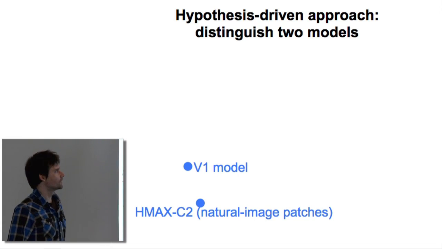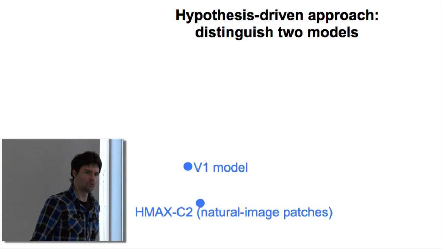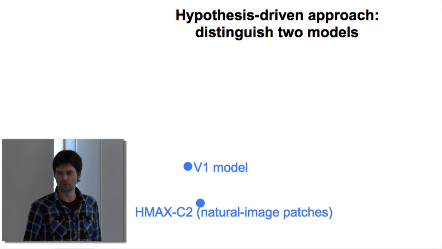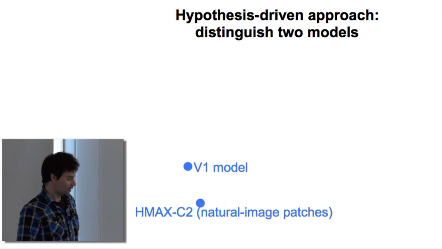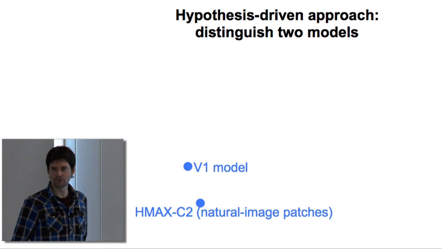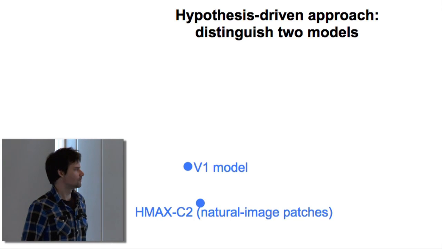Well, a hypothesis-driven approach might be to distinguish two models. For example, we could go to the literature and have two competing models for a given brain representation. We can think of these models as points. Since we're characterizing them by dissimilarity matrices, these would be points in dissimilarity matrix space, right? So the V1 model would be a point, and the Hmax model would be another point.